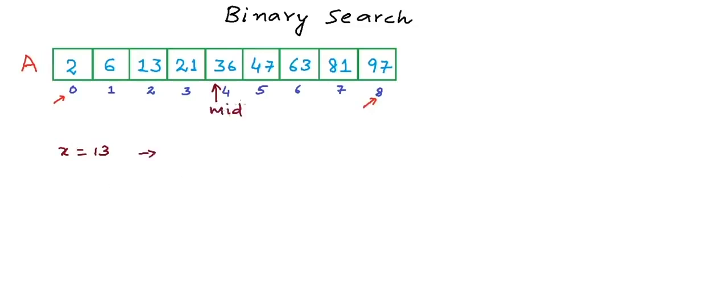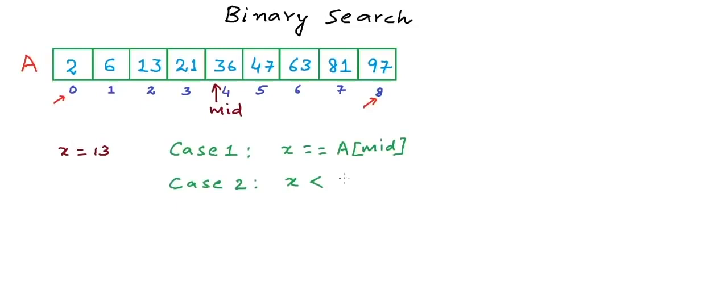Now there can be three cases here. Case 1 can be that x is equal to the middle element. If x is equal to the middle element, we have already found x in the array. Case 2 can be when x is less than the middle element. And case 3 can be that x is greater than the middle element. Clearly, if x is equal to the middle element, our search is over because we have found x in the array.